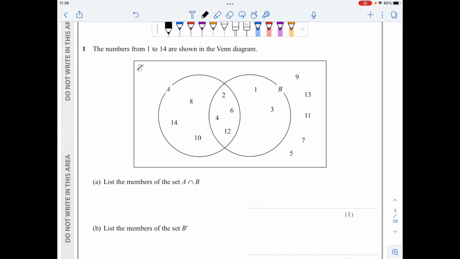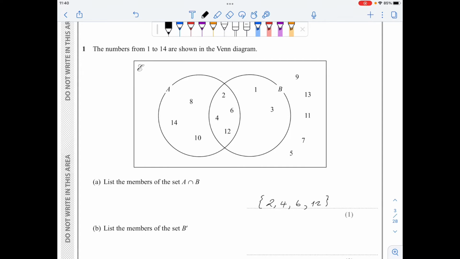In question 1, A intersection B means whatever is inside both A and B, so these 4 numbers. Let's write them down: 2, 4, 6, 12. You can use curly brackets. You won't be penalized if you want.